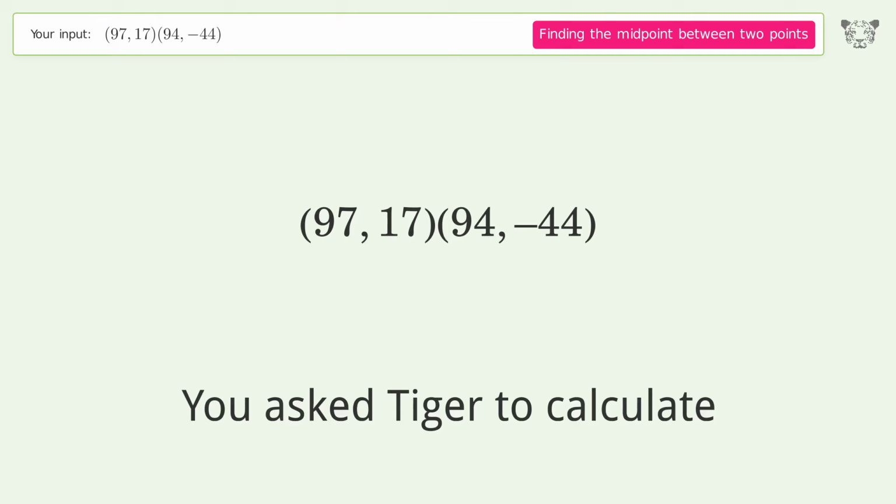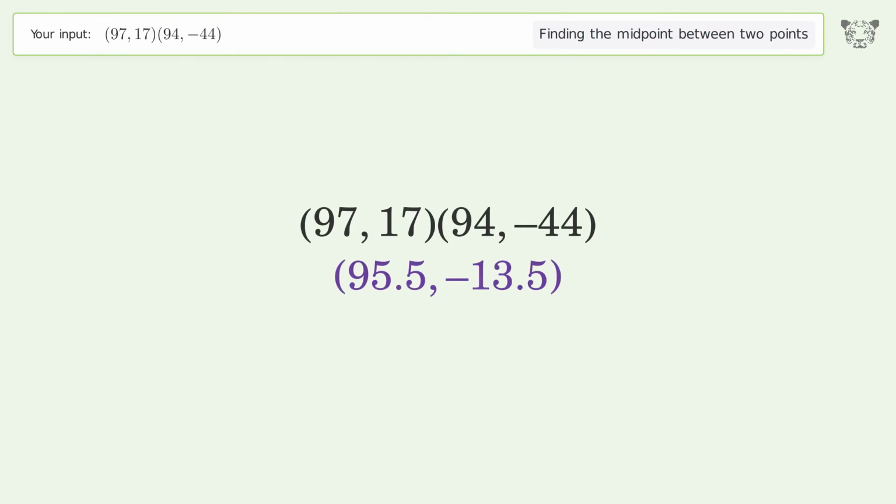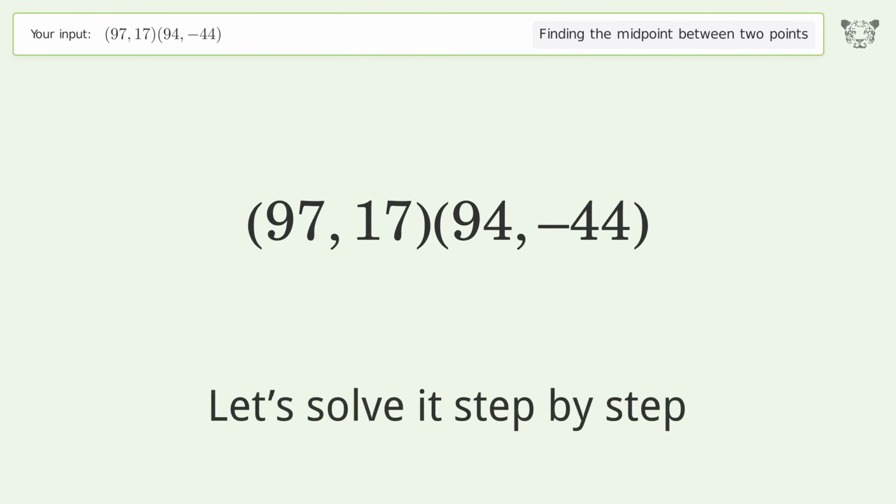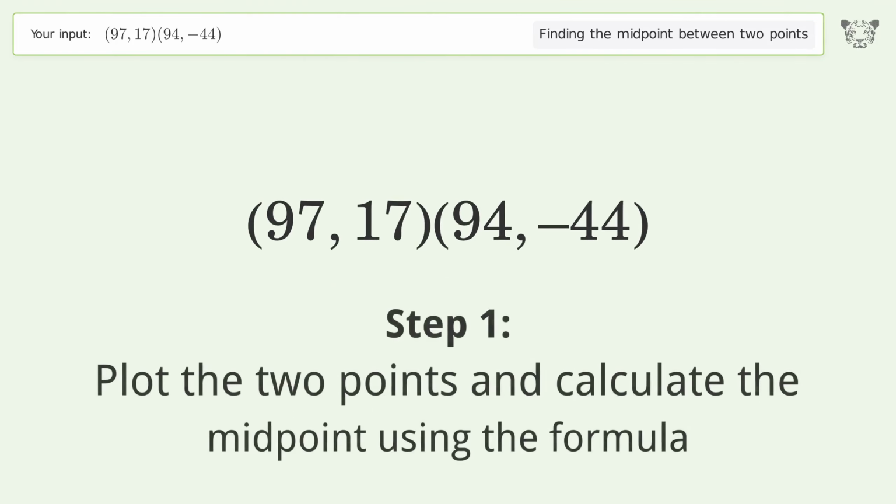You ask Tiger to calculate. This deals with finding the midpoint between 2 points. The midpoint between the 2 points is 95.5, negative 13.5. Let's solve it step by step. Plot the 2 points and calculate the midpoint using the formula.